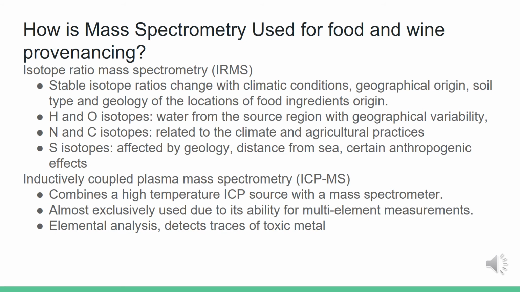ICP-MS combines a high-temperature inductively coupled plasma source with a mass spectrometer. The ICP source ionizes the atoms of the elements in the sample, then the produced ions are separated and detected by the mass spectrometer. Inductively coupled plasma mass spectrometry is used almost exclusively due to its ability for multi-element measurements. It is a valuable approach for elemental analysis, detecting traces of toxic metals such as lead and arsenic in foods and beverages.